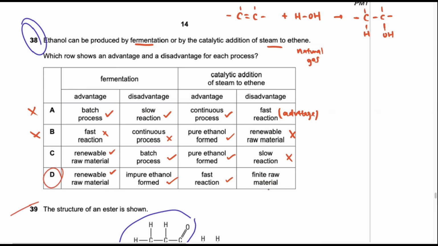Finite raw material means limited raw material, which is true. Like what I said, ethene is from natural gas. Natural gas takes millions of years to form, so we have limited natural gas. So that's why in the end, D is the answer.